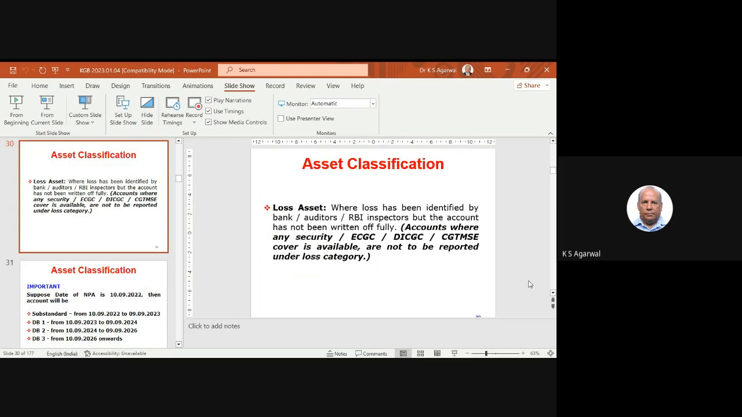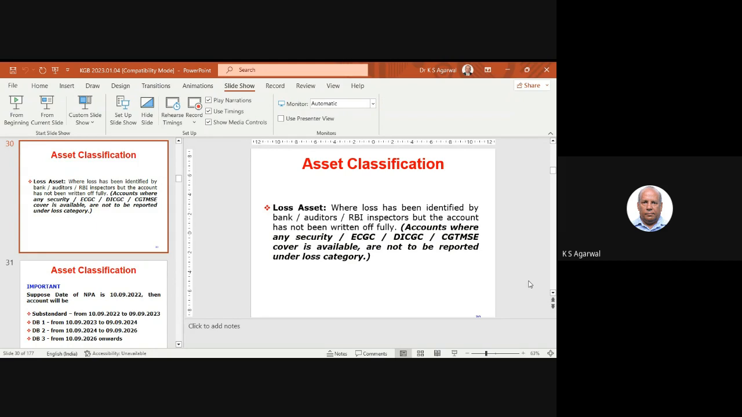Now, an account never becomes a loss asset simply because of the passage of time. It will become substandard to DB1, DB1 to DB2, DB2 to DB3, but from DB3 to loss, it will never become loss. It will be loss only when there is a loss of security. Some loss has been identified by the bank's auditors, by RBI inspectors. Only then it will become a loss asset.